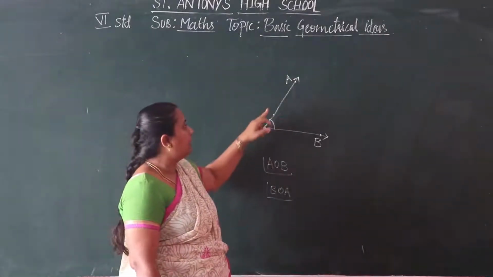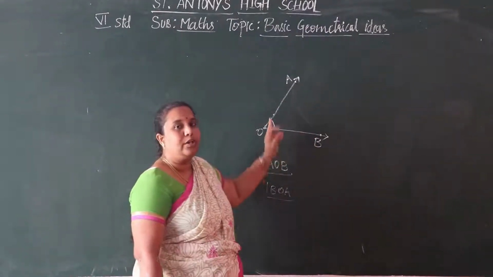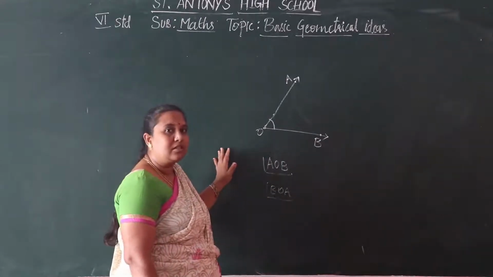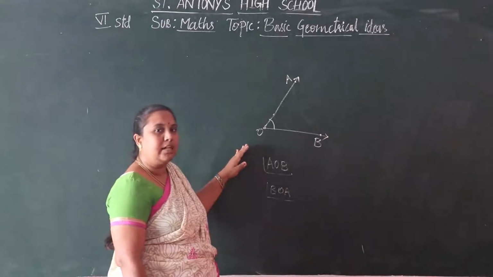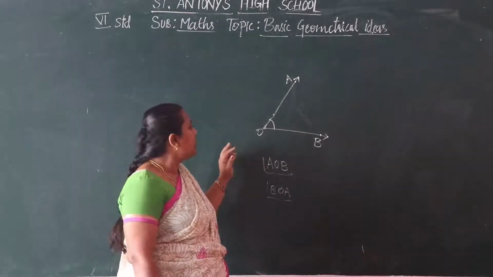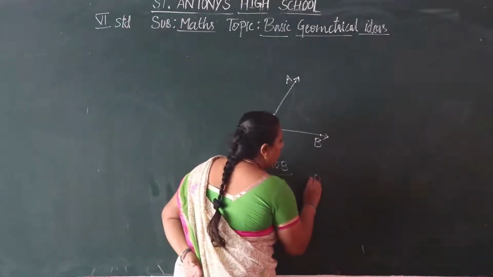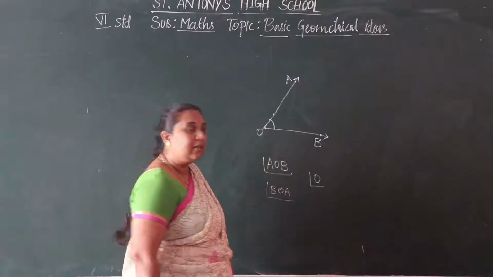If we write angle AOB it is correct, or angle BOA is also correct. Otherwise we can mention this angle by its vertex also. What is the name of the vertex here? Angle O. See, angle O is also correct. Let us see one more example.